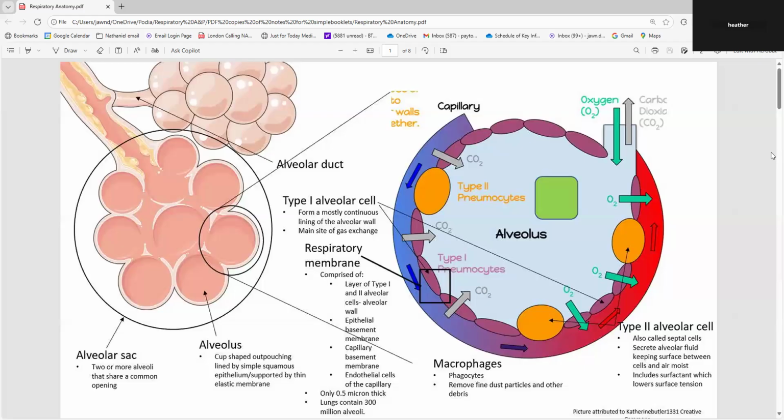And why is surface area important? Well, because we're trying to encourage diffusion. And diffusion relies on three different things to be most effective. First of all, it relies on a large surface area. So the bigger the surface area, the more diffusion will take place. Then it relies on a very thin membrane. The thinner the membrane across which the gas has got to diffuse, the more effective and efficient that diffusion will be. And then finally, it relies on a good partial pressure difference.